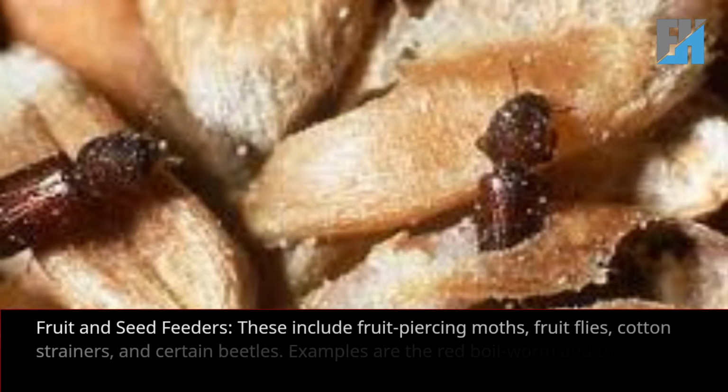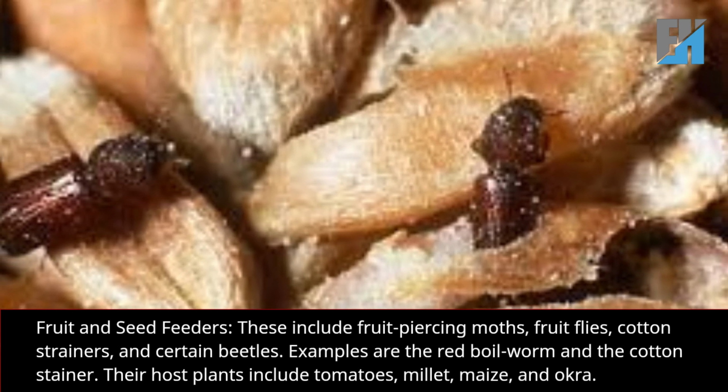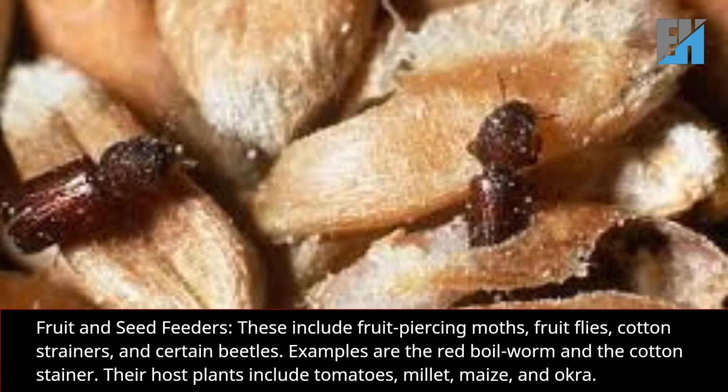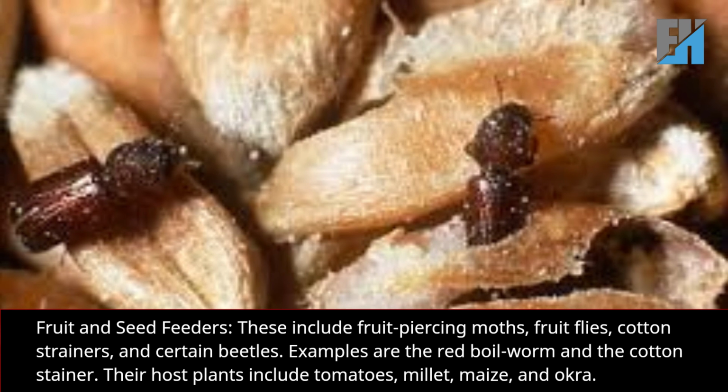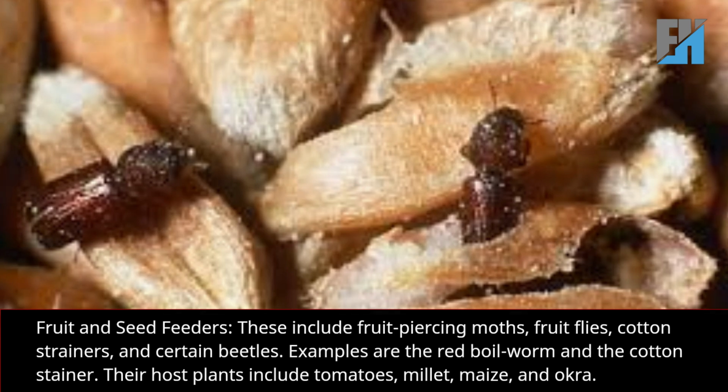Fruit and seed feeders include fruit-piercing moths, fruit flies, cotton stainers, and certain beetles. Examples are the red bollworm and the cotton stainer. Their host plants include tomatoes, millet, maize, and okra.